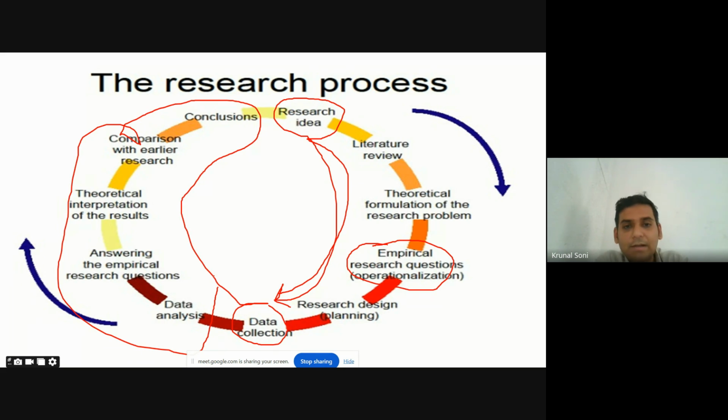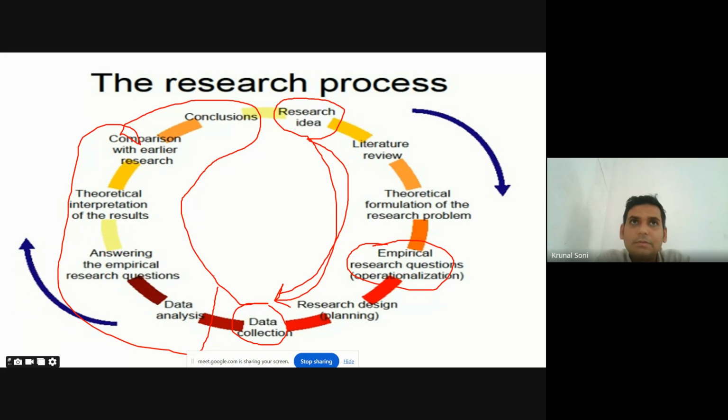So whenever you collect data, you should brainstorm properly about the types of data you require, because the data analysis tools and techniques that are applicable depend on the types of data you have collected. The objective that you frame based on the theoretical research problem should be justified by the types of data we have collected. So we need a very vigilant approach to data collection. And once we have analyzed the data, we have to answer the empirical research questions.